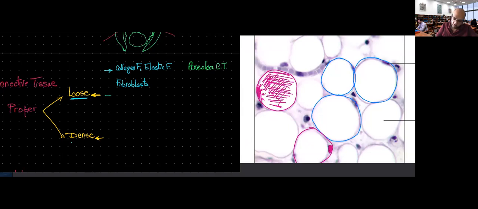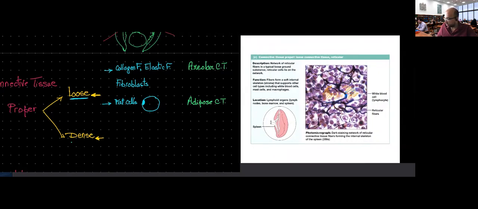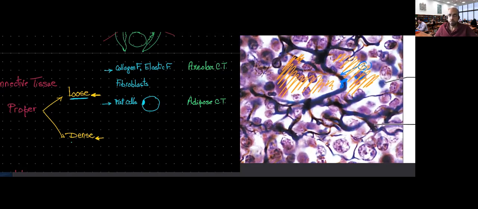So if you see a loose connective tissue and the space is mainly occupied with fat cells, how would I know that those are fat cells? Again, those are large vacuolated cells that have the nucleus compressed against the wall of the cell. So those are my fat cells. If you see fat cells, this is going to be the adipose connective tissue. How about in here? I see larger spaces, so this is a type of loose connective tissue.